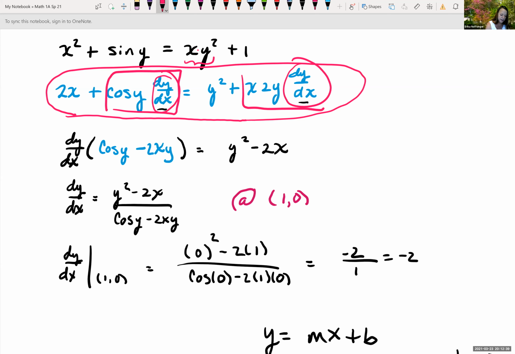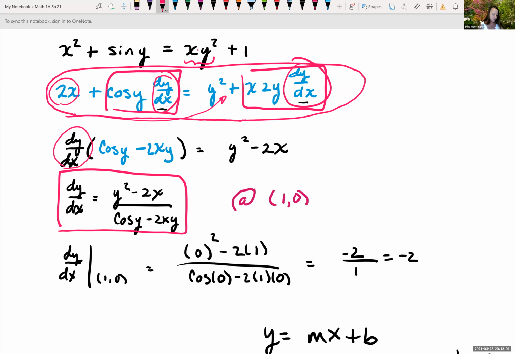I noticed I had some terms with dy/dx. I got these on one side of my equation and factored out that dy/dx. Then I moved everything else onto the other side, so I subtracted 2x and moved it over here, factored out the dy/dx from both of those terms, and then divided. So this is our derivative, dy/dx. Using implicit differentiation, wherever I saw an x, I plugged in 1, and wherever I saw a y, I plugged in 0. That gave us our slope of the tangent line at the point (1, 0), which was negative 2.